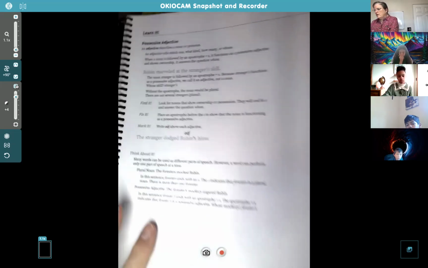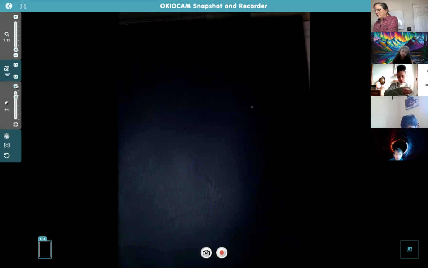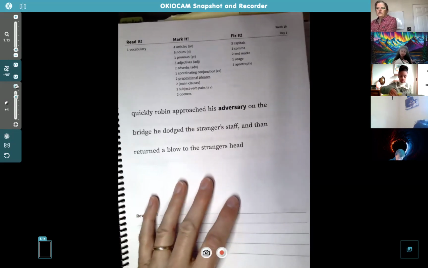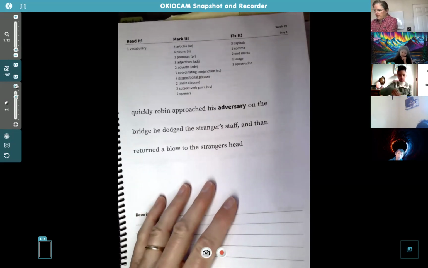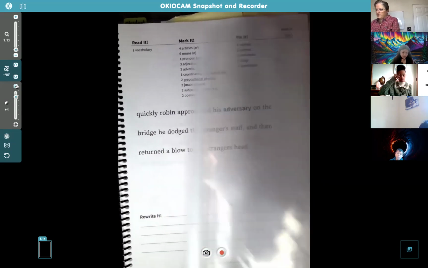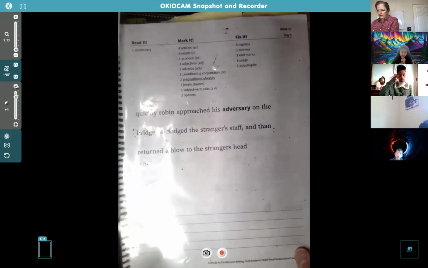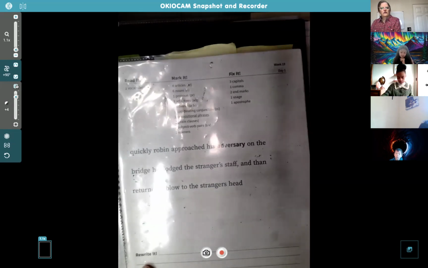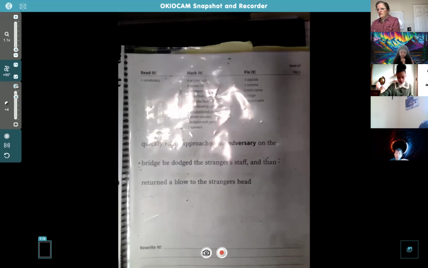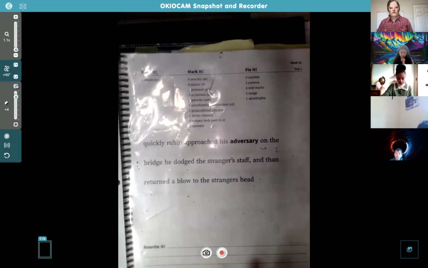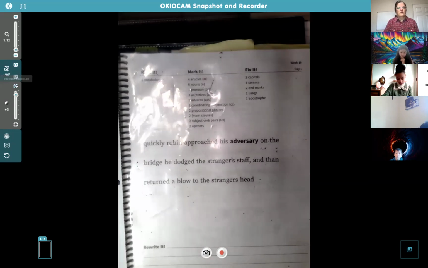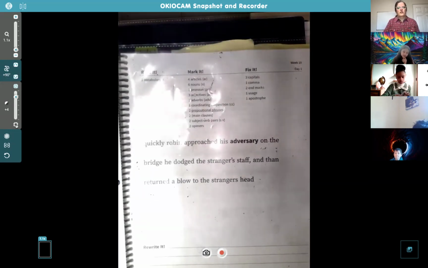All right, let's go on to the practice page here. Page 111. How about Camila? Go ahead and read this sentence when you're ready. Quickly, Robin approached his adversary on the bridge. He dodged the stranger's staff and then returned a blow to the stranger's head. Good. A lot of fighting going on right here.